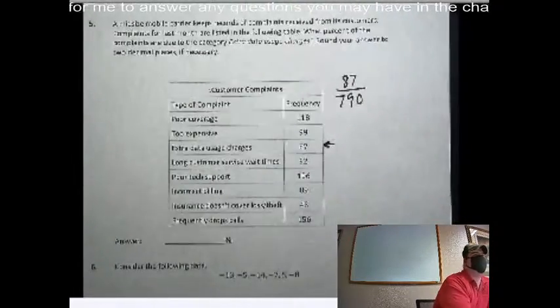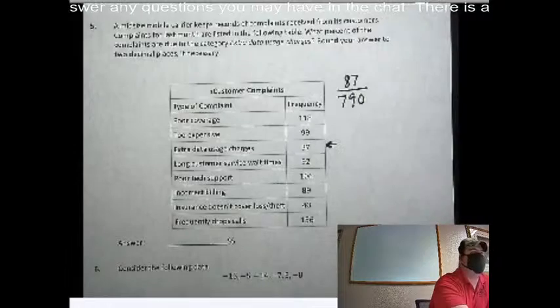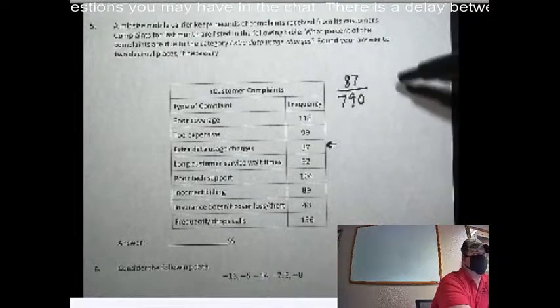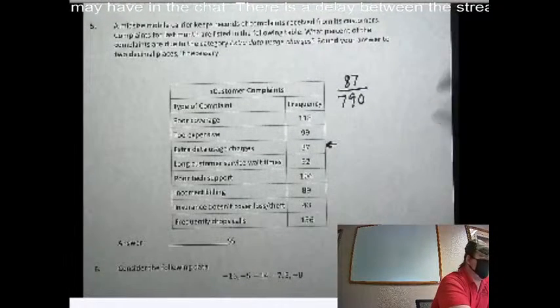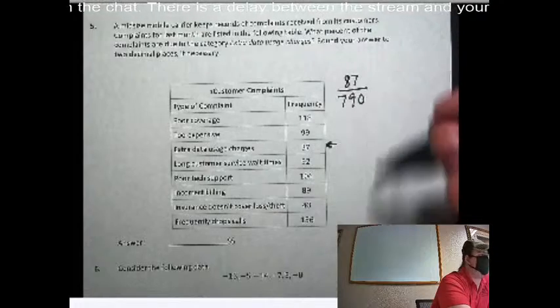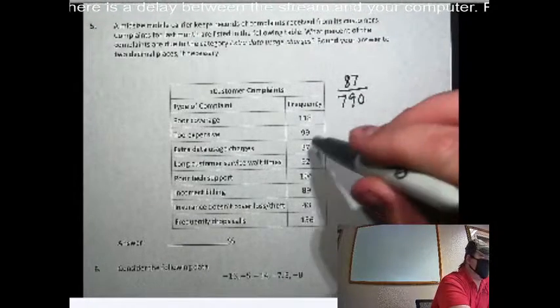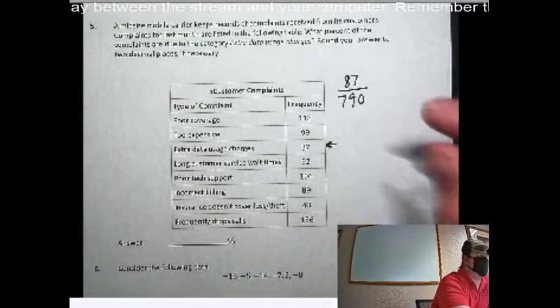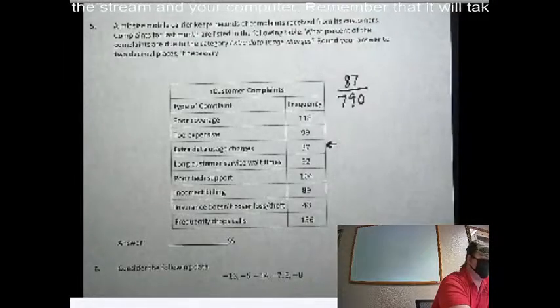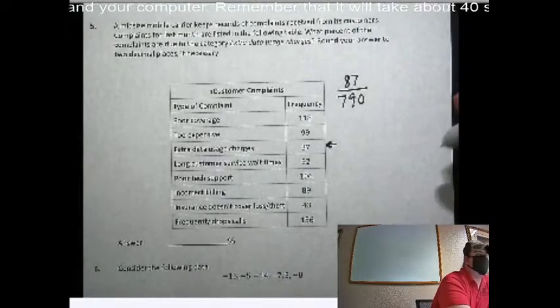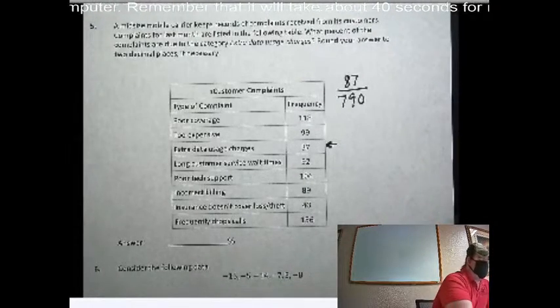The one mistake I did see on this one was people making this the other way around. So 790 out of 87. Remember that we're talking about a part out of a whole. So it needs to be 87 out of 790. Okay. So there's a variety of ways we can solve it from this point.